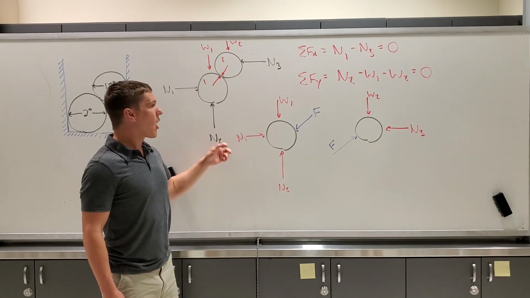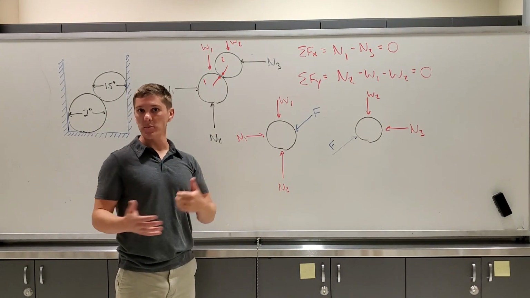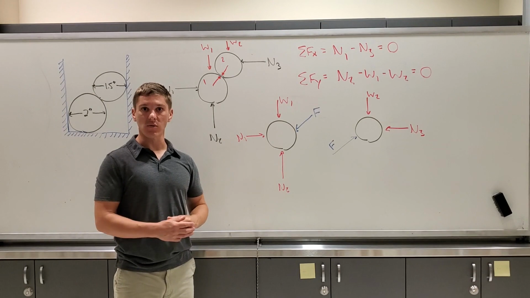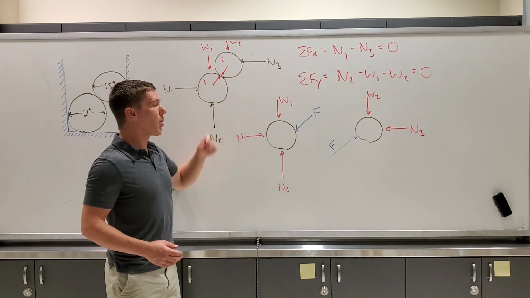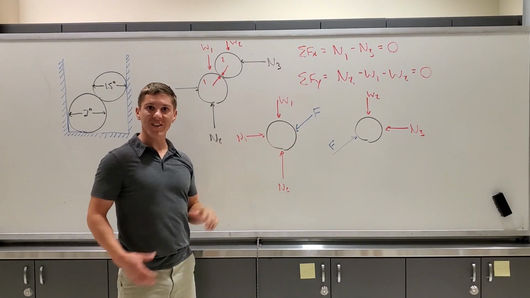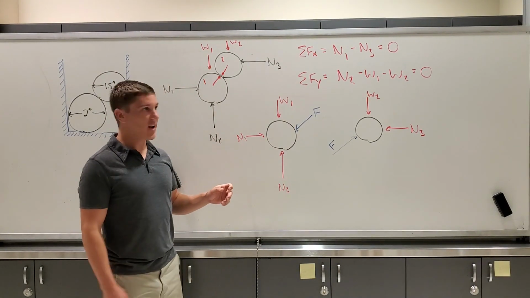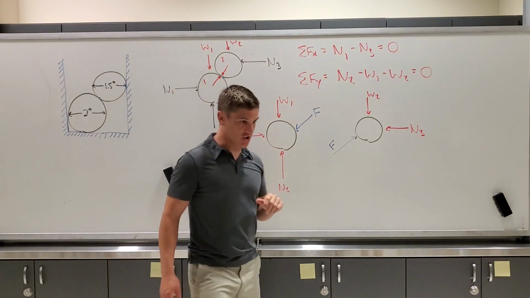And as it turns out, once again, what did our rule say? Our rule said that we have 2n, 2 times the number of particles, for equations of equilibrium. So if we only have 2 particles, then we must only have 4 equations of equilibrium. So as it turns out, if I was to write, in fact, let's just go ahead and do it.